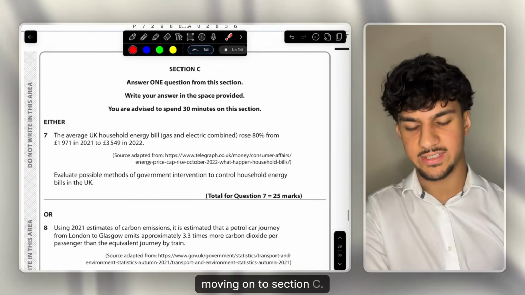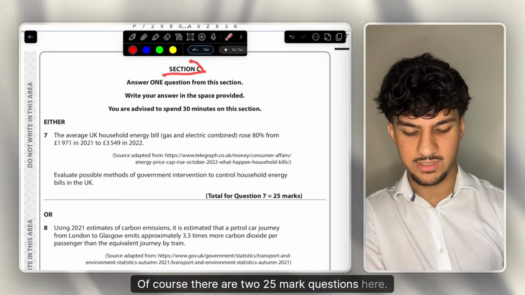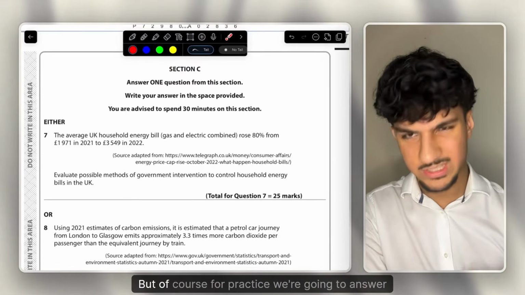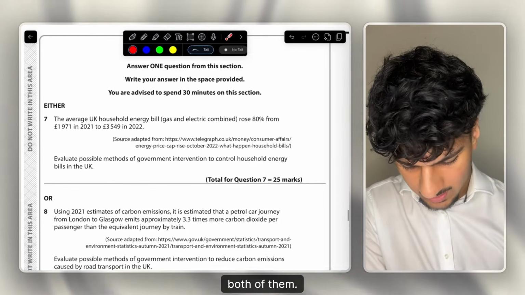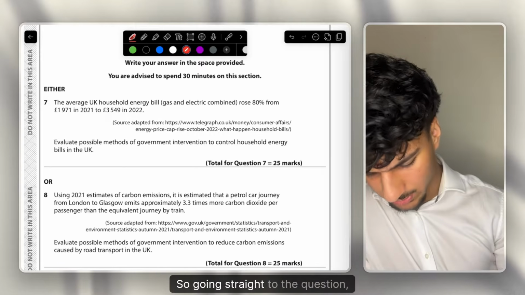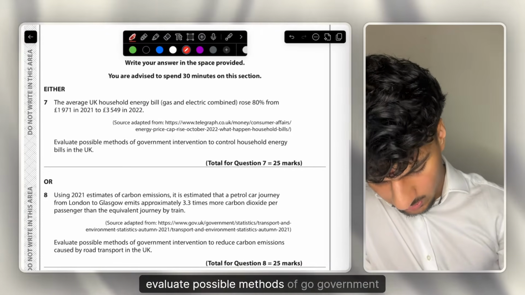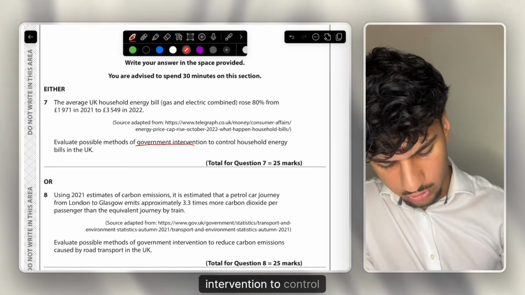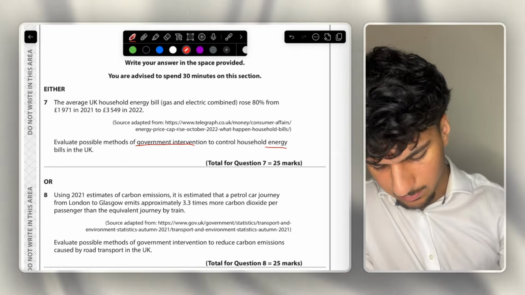Moving on to section C, of course, there are two 25-mark questions here. You pick one, but of course, for practice, we're going to answer both of them. And let's get started with question 7. So, going straight to the question: evaluate possible methods of government intervention to control household energy bills.